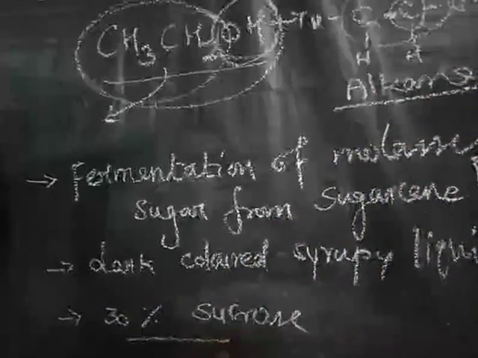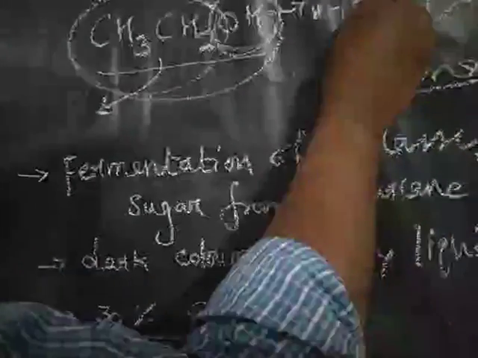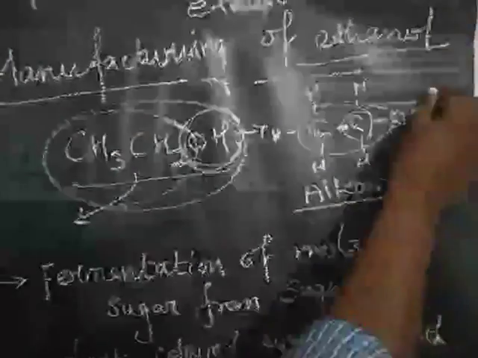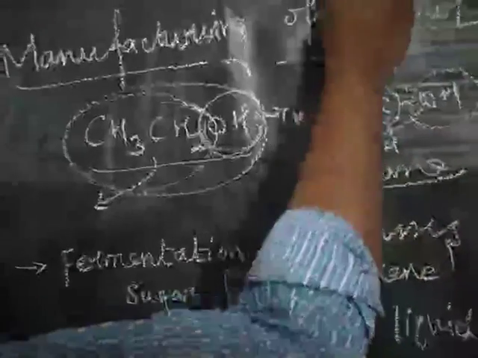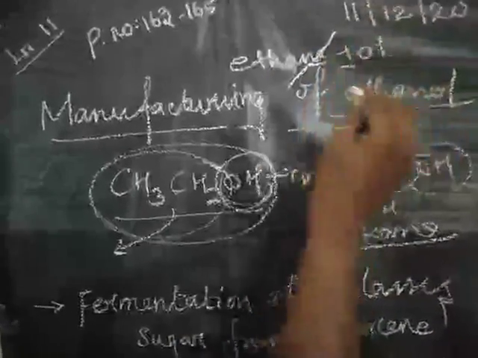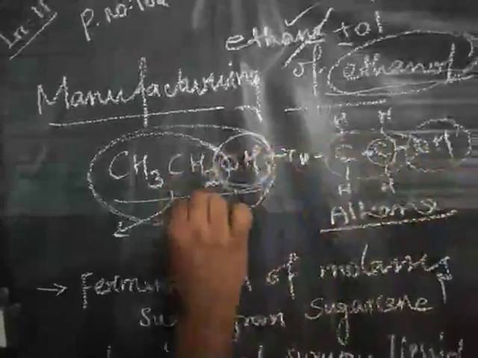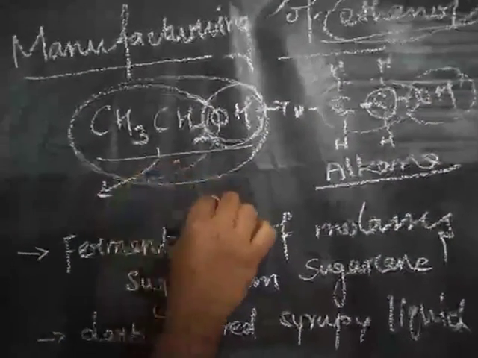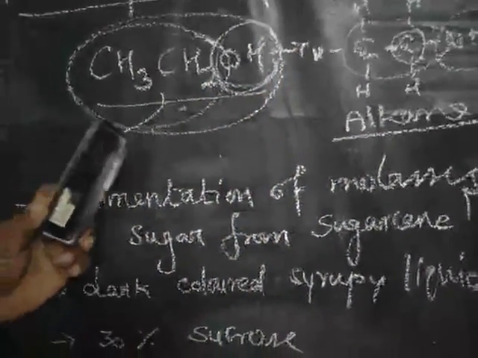So how to assign the IUPAC name of this one? Only one parent chain. How many carbon atoms? Methane, ethane. Ethane ends with what? Functional group. Functional group means what? Here OH, the alcohol functional group. So we have to add with OL. We join this and strike out the e. So ethanol. Ethanol is the IUPAC name of this compound. What is the common name of this one? Ethyl alcohol. This is the common name of this compound.